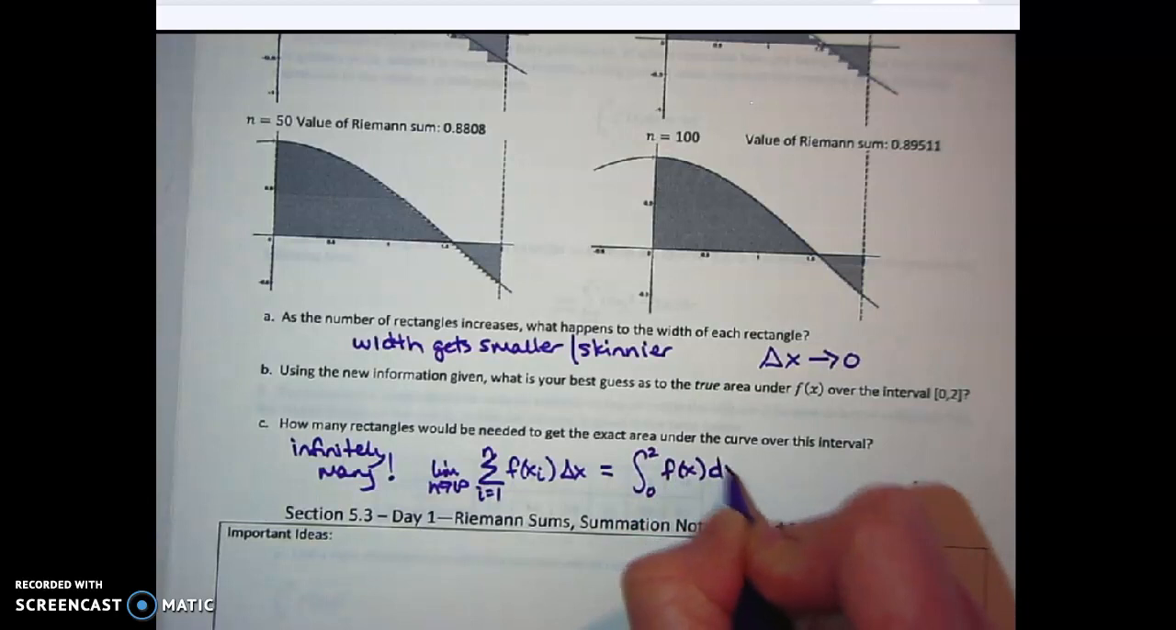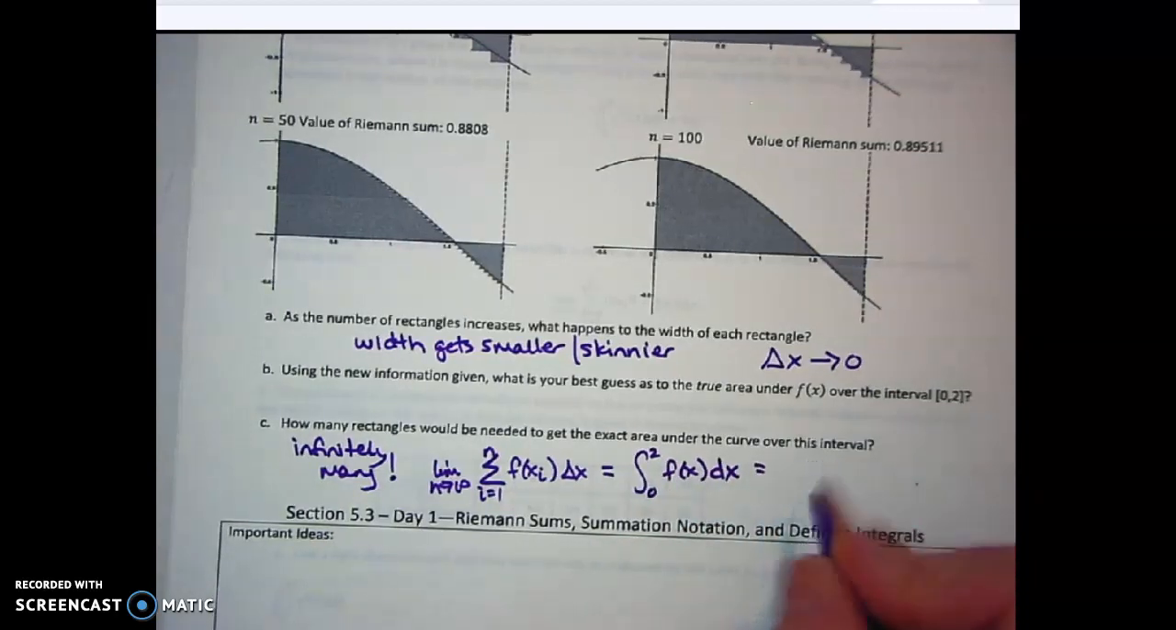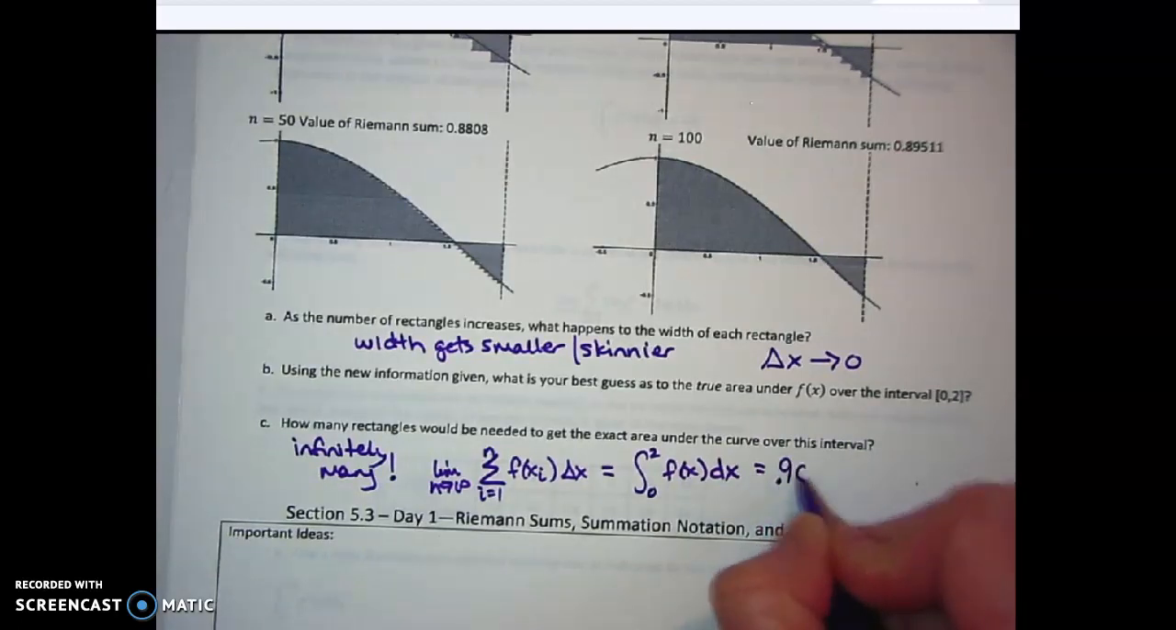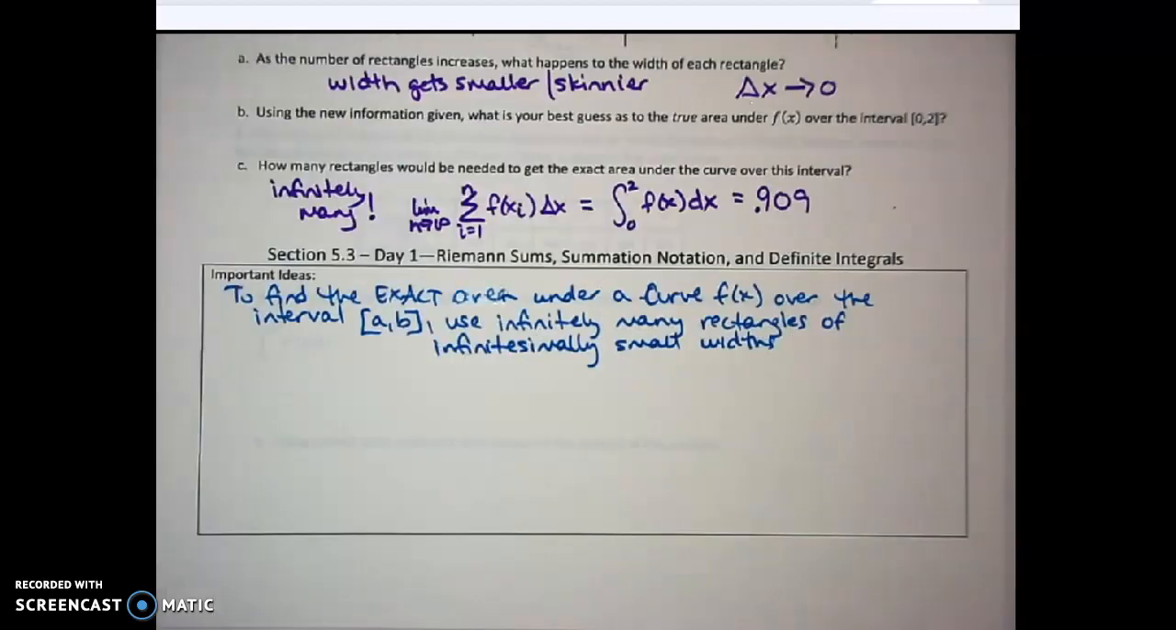This is going to transform into, we're looking for the area over the interval 0 to 2 of f of x dx. And we're going to learn how to do this, but I'm going to tell you that the exact area under this curve is 0.909. The decimal does go on, but rounded to 3 decimal places, the exact area would be 0.909. How many people had something very close to that? We are beginning to get to the crux of integral calculus.